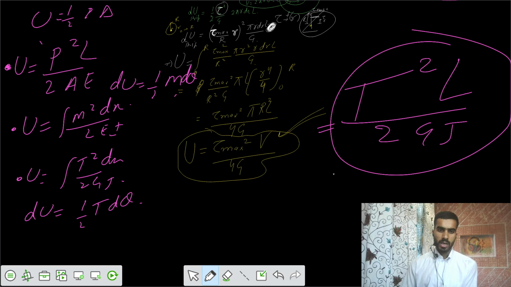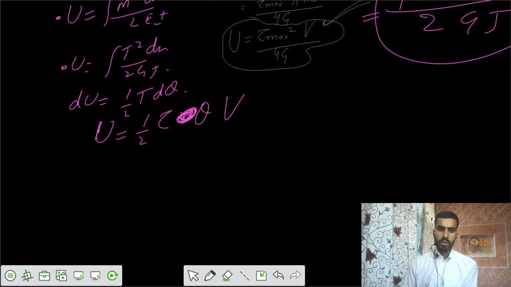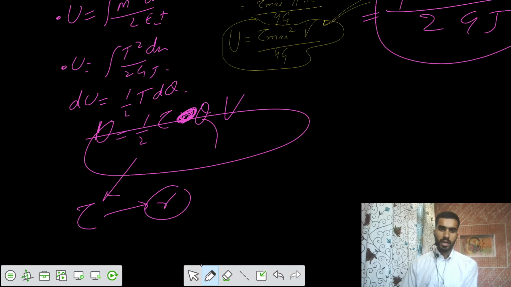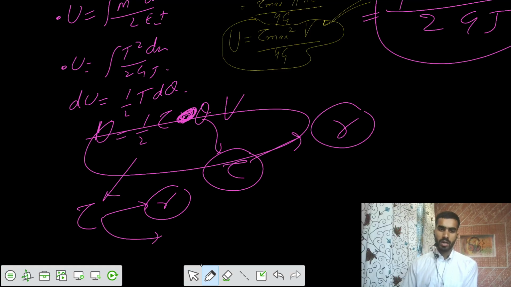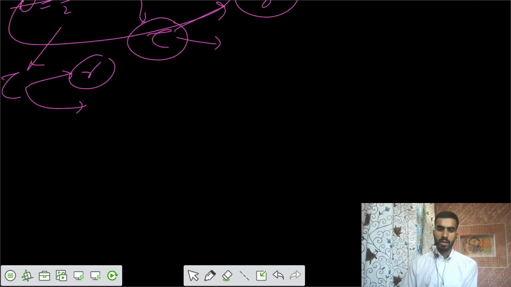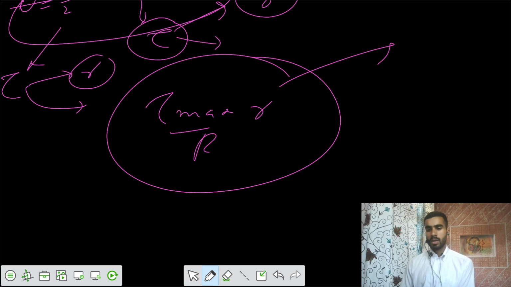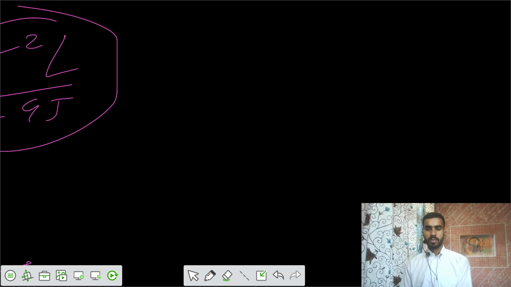And in terms of stress, if you write U equals 1 by 2 of tau into volume, tau into that angle of twist theta, and you have some value of volume, and we use this equation for this derivation. So your tau was a function of r, and your theta was also a function of tau, and tau itself is a function of r. So you convert that tau into r, using that equation of tau max by R into small r. Then you integrate it from 0 to R.